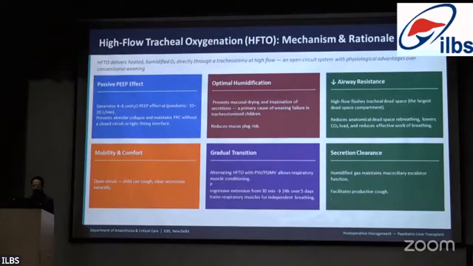So in these cases, we used high frequency tracheal oxygenation. We used the HFNC machine with an interface which we can attach to the tracheostomy. How it helped wean our patients: it gives a passive PEEP effect. It gives optimal humidification, prevents mucosal drying, decreases the airway resistance, and increases the mobility and comfort of the patients. By alternating between high-frequency tracheal oxygenation and PSV, we allowed the respiratory muscles to condition and the child could independently breathe.